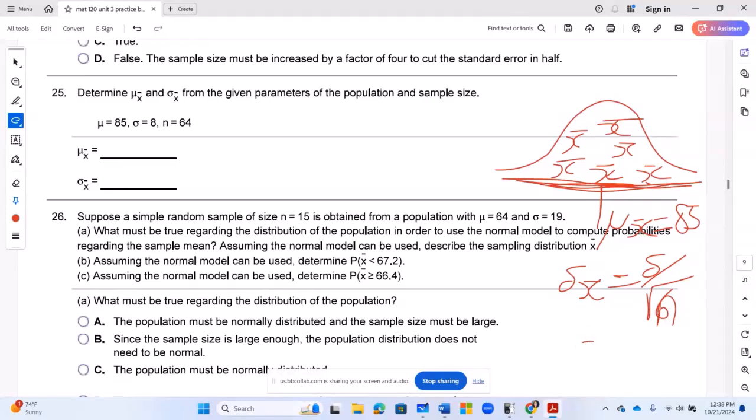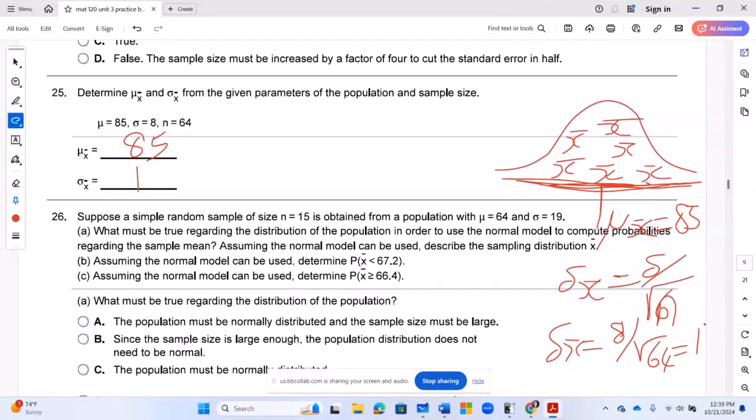Okay, so when I substitute the standard deviation, I'll have 8 divided by square root of 64. Square root of 64 is 8 also. Therefore, the standard error is equal to 1. The mean of the mean distribution is 85. So that is an easy question.